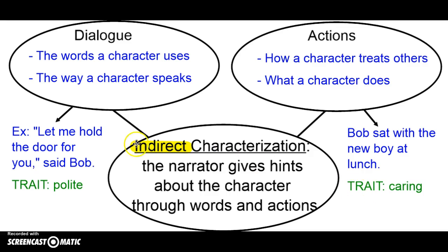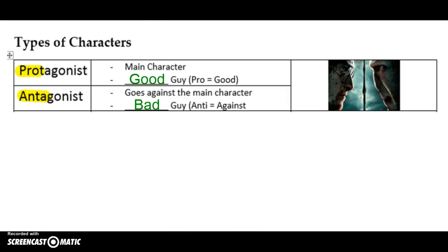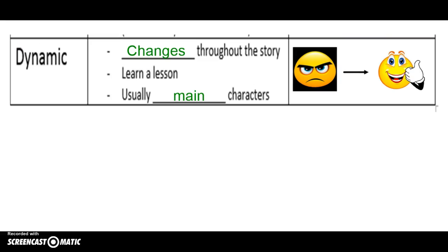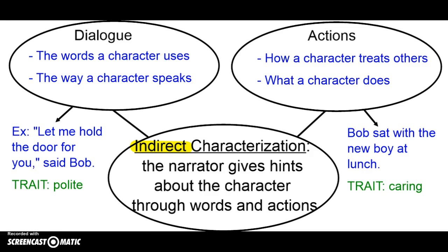Right now, I need you to look back through your notes. Make sure that they match my notes. If you need to re-watch this video, make sure that you do that, because by the end of today, you need to know all 4 terms: protagonist, antagonist, static, dynamic. And lastly, you need to understand the difference between direct characterization and indirect characterization.